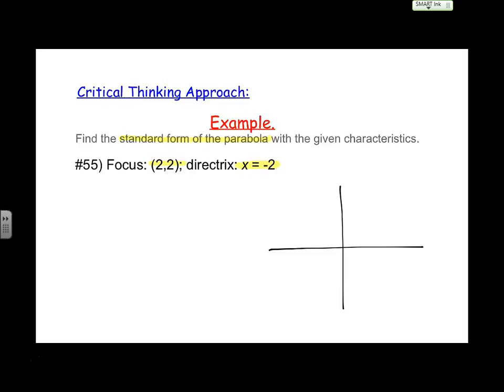I don't know. Where's (2, 2)? Here-ish, is that okay? Okay. Where's the directrix? You guys remember x = -2. You go on the x-axis, go to the tick mark of -2, and what do you do with it? Make it a line.